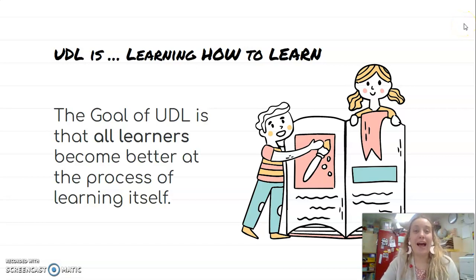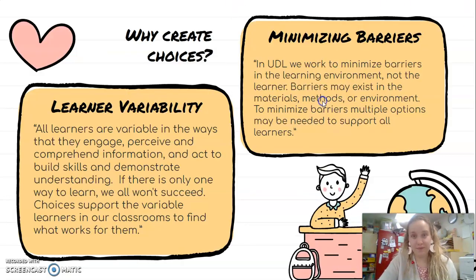UDL is learning how to learn. So the goal of UDL is that all learners will become better at the process of learning itself for themselves, right? So that'll look different in each student. So if they can learn those skills, they can really learn and then teach anything as they grow, because they know their brain, they know themselves, and they'll be able to use strategies that work for them. All right, so UDL, learning how to learn.